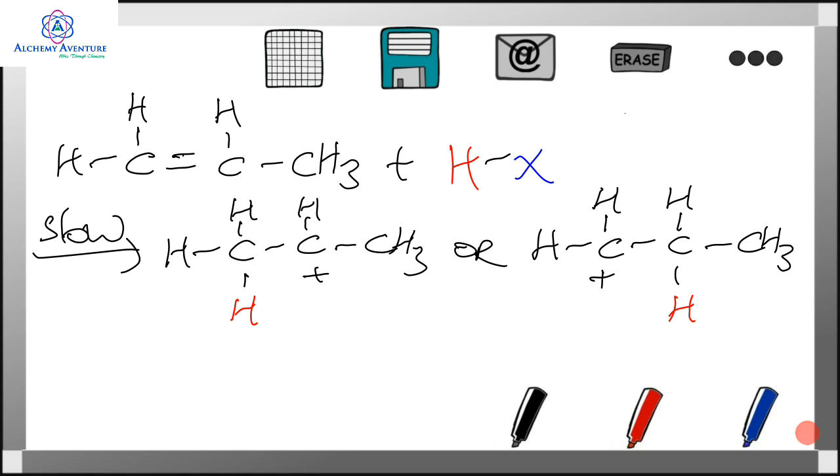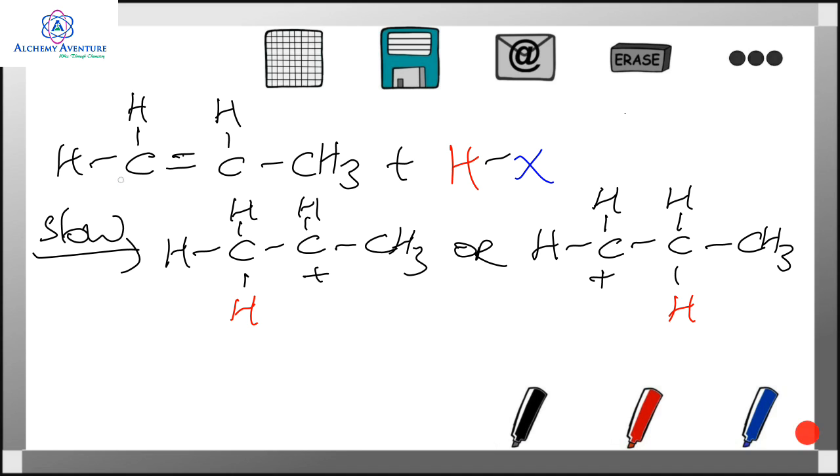In the previous video, I've shared with you how to use Markovnikov's rule to predict the major product when there is an electrophilic addition of HX to an asymmetrical alkene. In today's video, I'll share with you the rationale behind the Markovnikov's rule through the understanding of mechanisms. Let's take a closer look.